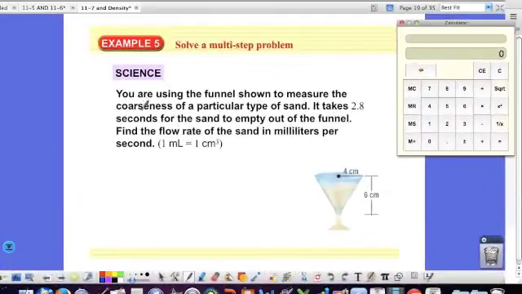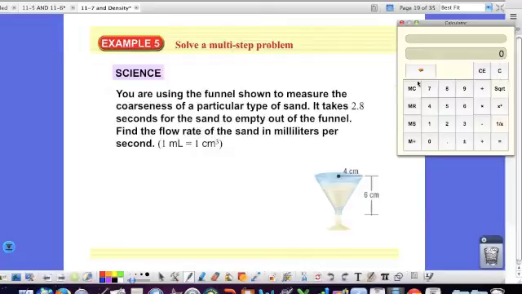Now we have a multi-step problem. You are using the funnel shown to measure the coarseness of a particular type of sand. It takes 2.8 seconds for the sand to empty out of the funnel. Find the flow rate of the sand in milliliters per second. So basically what we're saying is we're going to have to figure out how many cubic centimeters of sand are in this, and then figure out, if it takes 2.8 seconds for it to empty, how long that takes. And 1 milliliter is equal to 1 cubic centimeter.